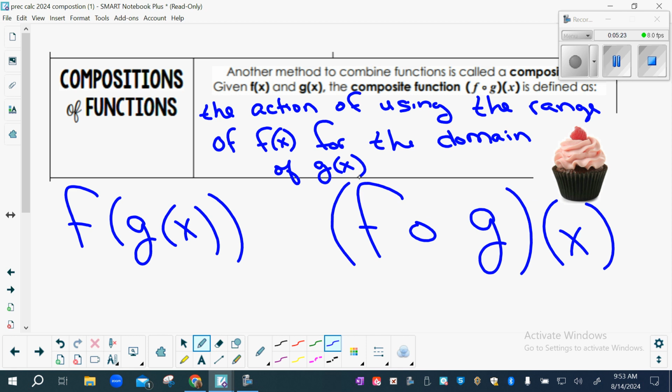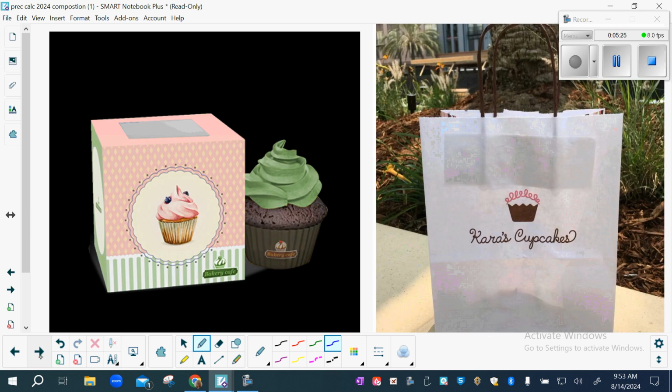Everyone got it written down? Composition is this action. It's the action of taking one thing and putting it inside something else. And let me explain what composition is.